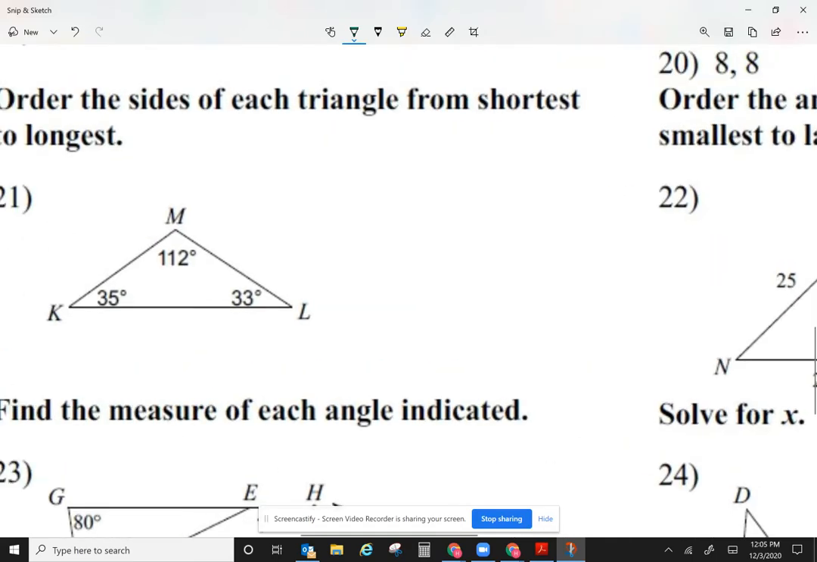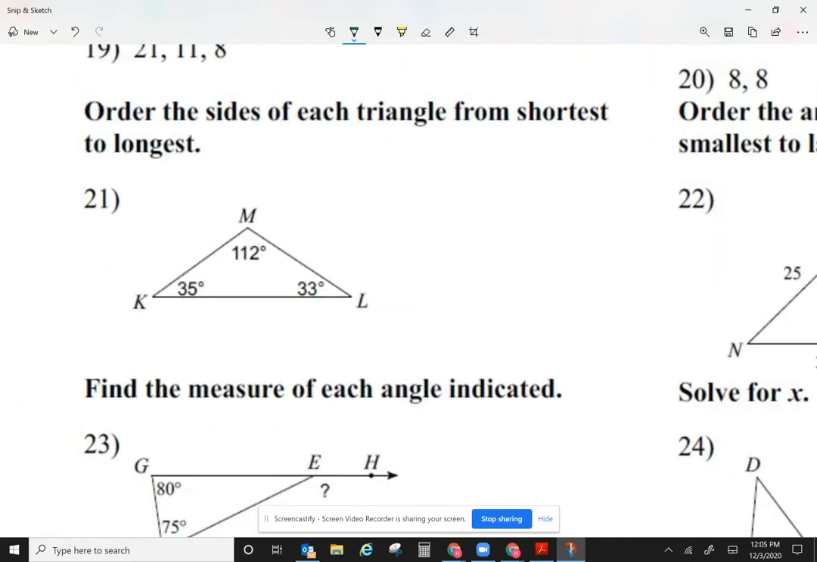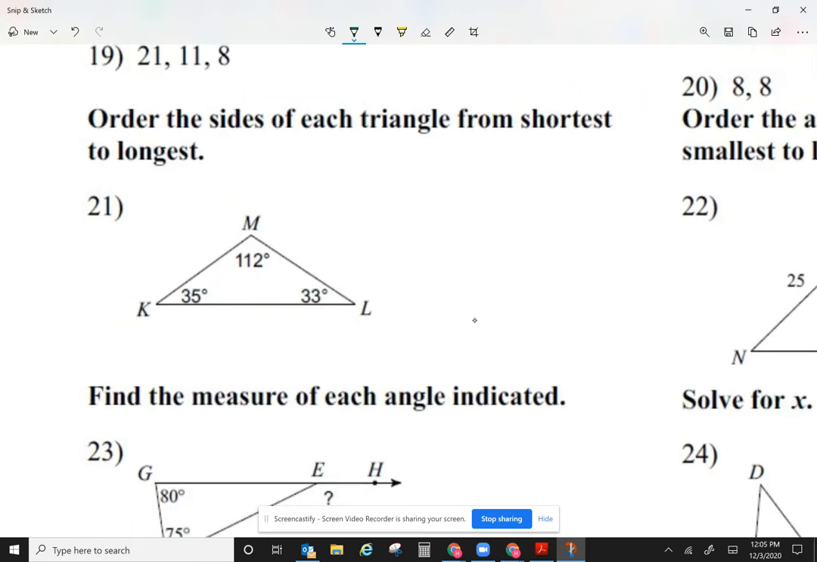Now, for Unit 5, we have to review the sides and the order of the sides. So here I'm asking order the sides of each triangle from shortest to longest. I don't give you the measurements of the sides. I give you the measurements of the angles, right? The corners. One thing that we know though is that the smallest angle, we can find the smallest angle, we can compare numbers. The smallest angle is opposite from the smallest side.